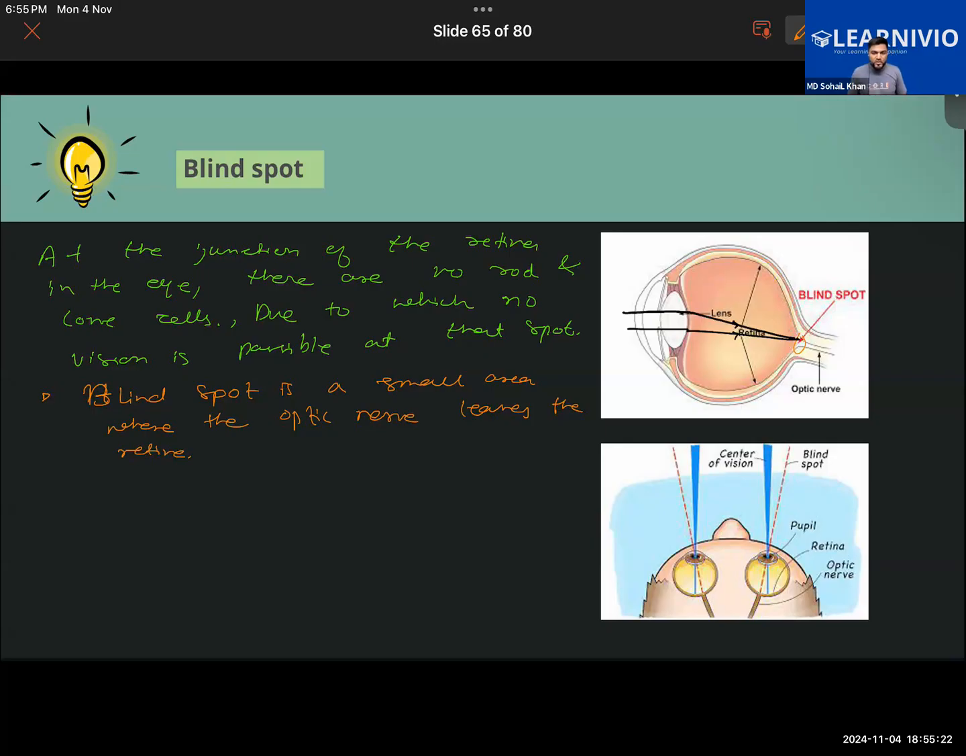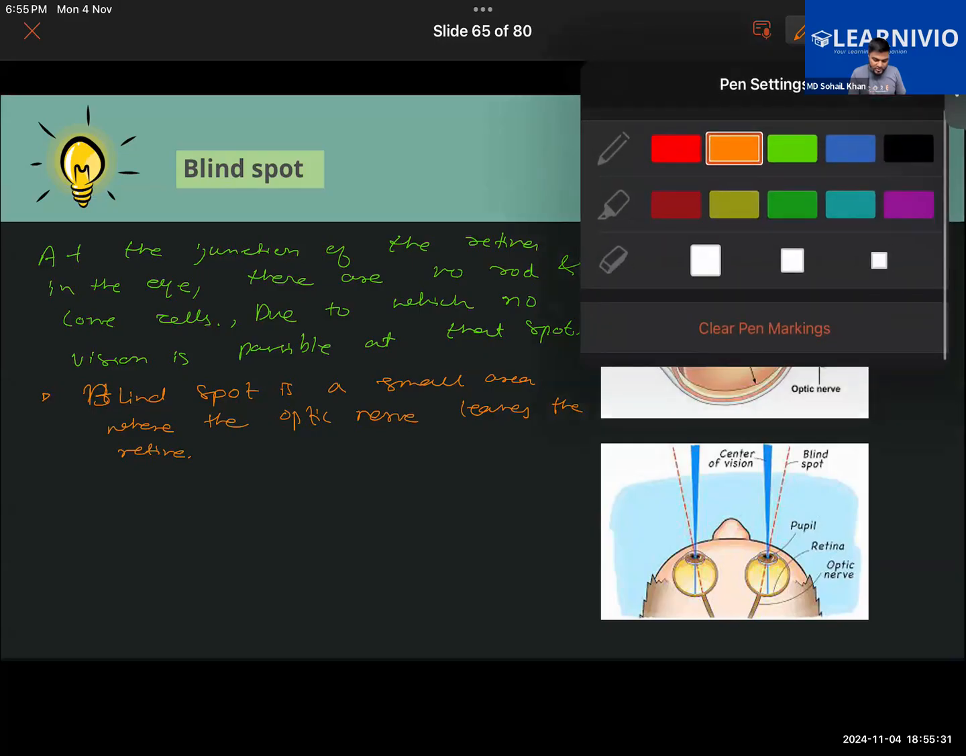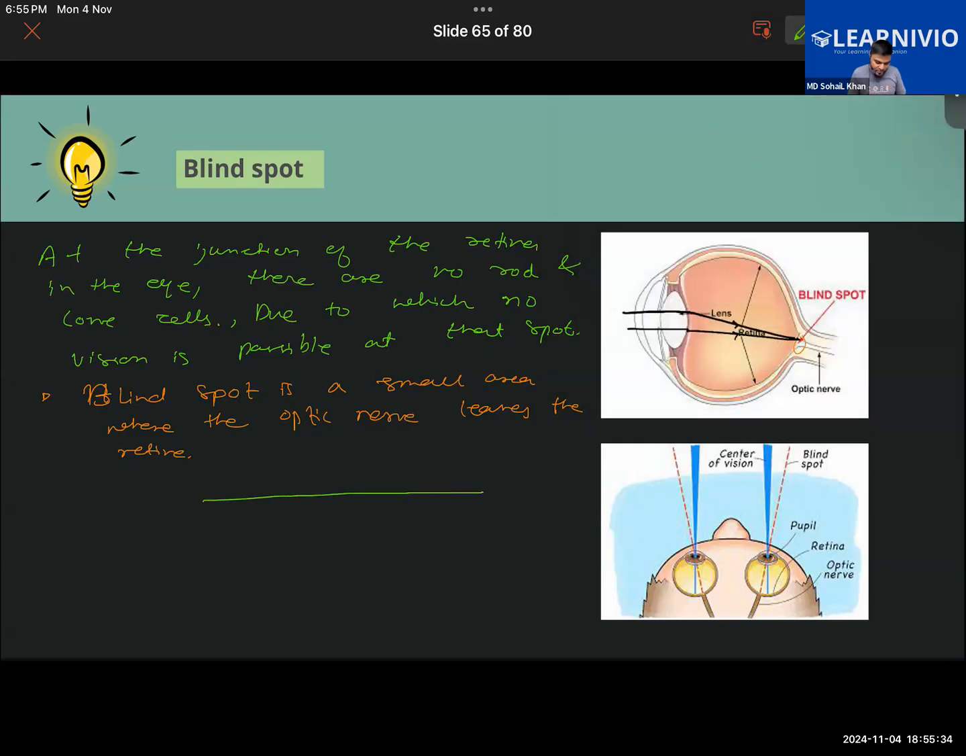Now, in order to prove that this blind spot exists, we can do a small activity. Draw a rectangle on a blank sheet of paper like this. All of you will be required to do this. Draw a plus sign and mark a dot like this. There should be a minimum gap of about 7 centimeters between the plus and the dot. All of you do this right now.